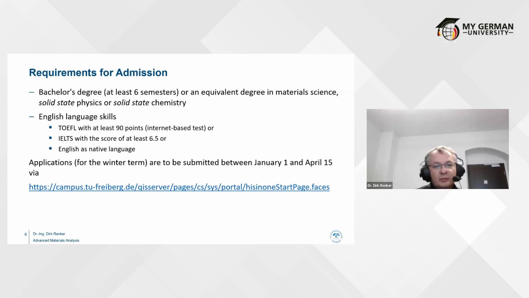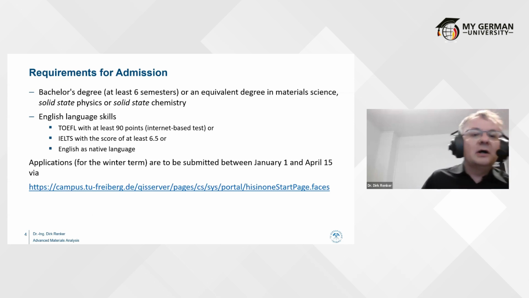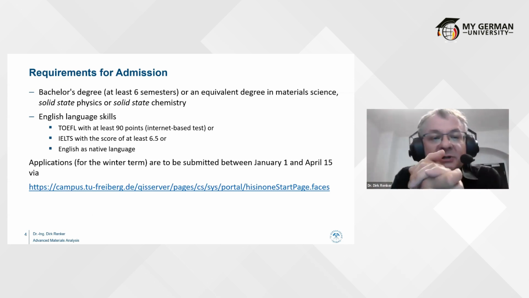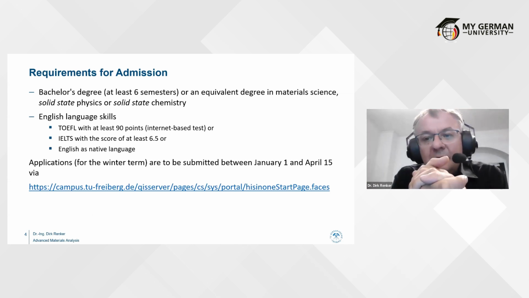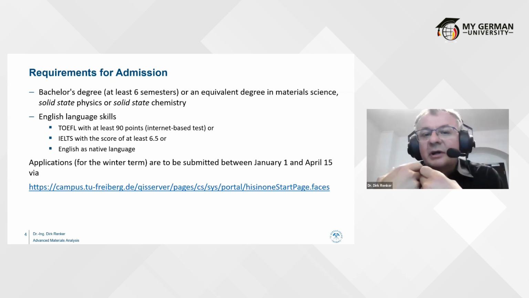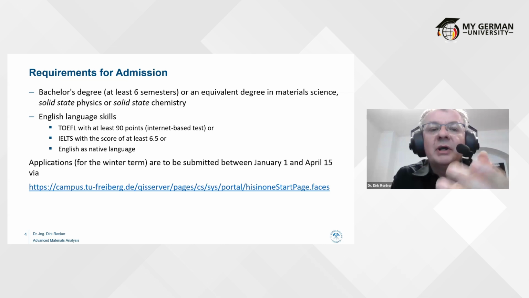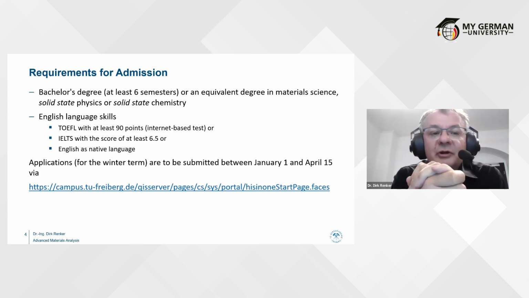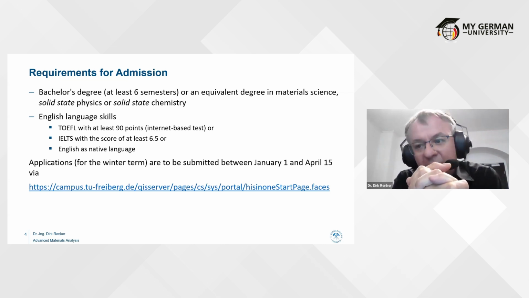So, the requirements for admission. For a master degree, you need a bachelor degree, a minimum of 6 semesters, in the field of material science or physics or chemistry. But it's very important that you have knowledge in the field of solid state physics or solid state chemistry.